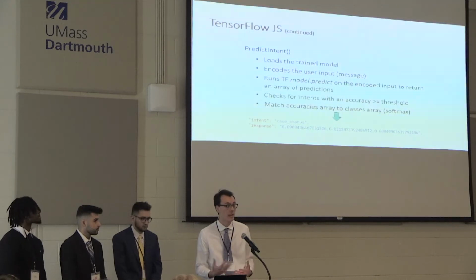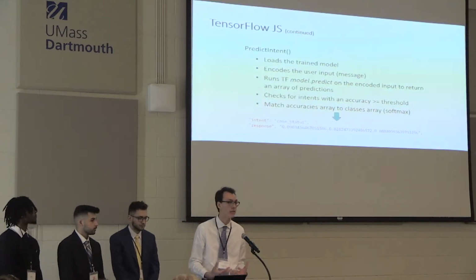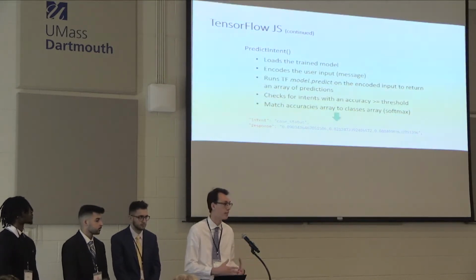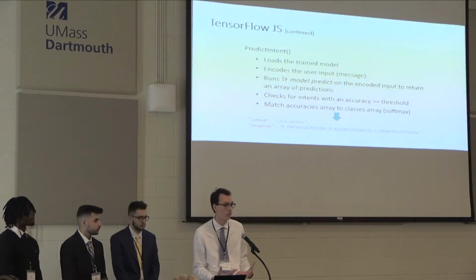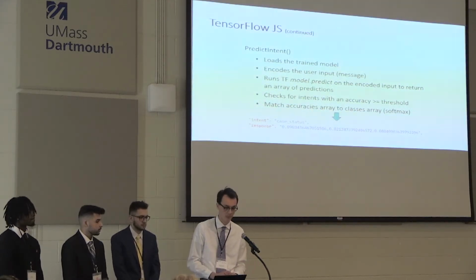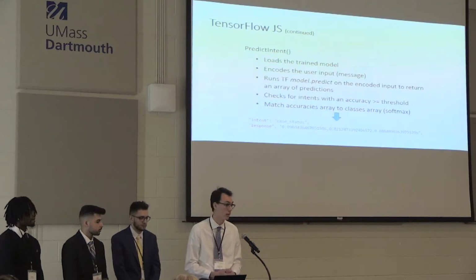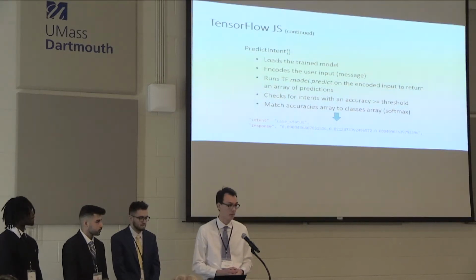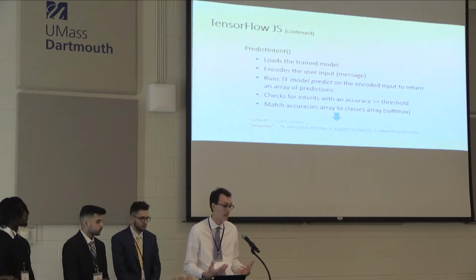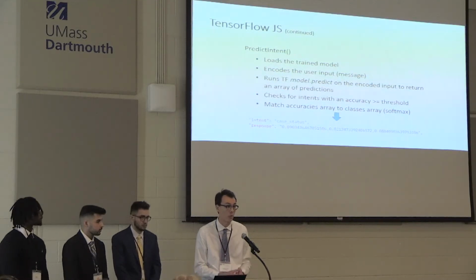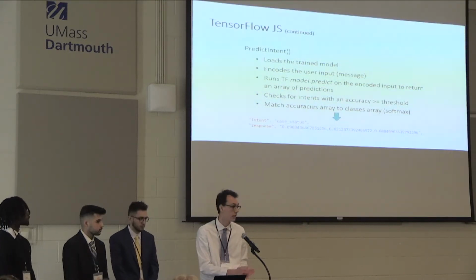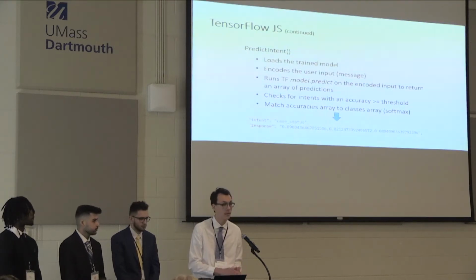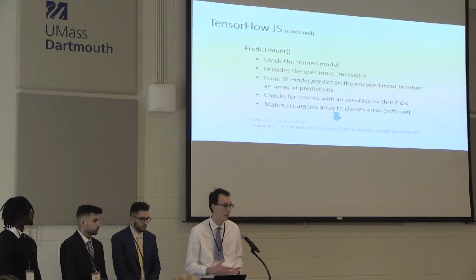We're checking if the accuracies are greater than a certain threshold. In this case, we're working with 60%. So if any intent is classified as greater than 60% accurate, we'll say that's the official intent. And we're matching those accuracies to a classes array that we have at the bottom. What you can see is kind of an output where it's classified as case status, and then outputs an array of predictions. So it said the first index was about 9% accurate, the second is 82, and the last one is 88% accurate.